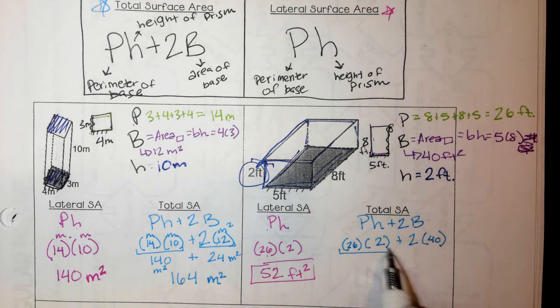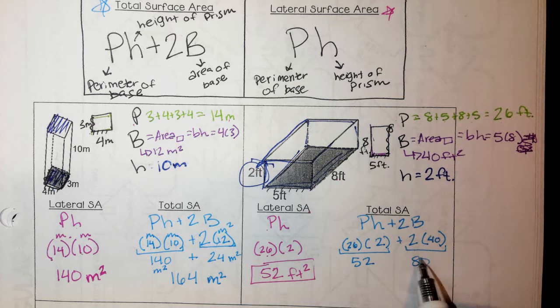Using order of operations, I now have to do this multiplication before I can do the adding. 26 times 2 is 52, and 2 times 40 is 80. Now when we add 52 and 80, we get 132. This is a type of area, so our units are squared, feet squared.